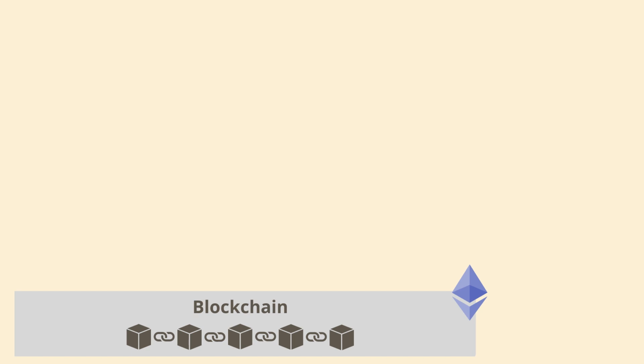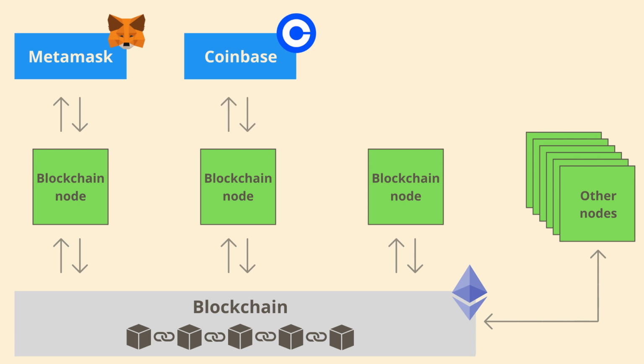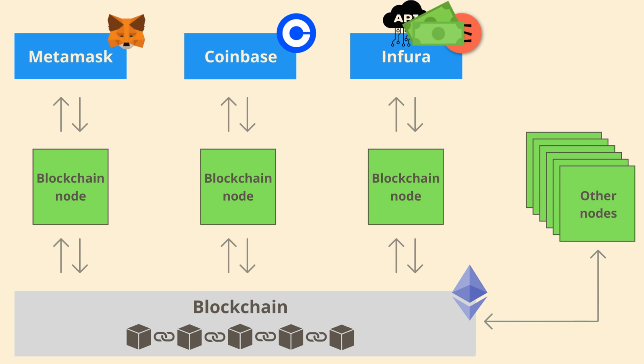At the very core, we have the blockchain itself. For example, Ethereum. The blockchain is maintained by the blockchain nodes. Then other application clients like MetaMask and Coinbase connect to these nodes in order to query and update the blockchain data. Usually these clients run their own nodes. Then there are other clients like Infura, which allow you to access their blockchain node via an API, for a fee of course. This is where web3.js comes in.